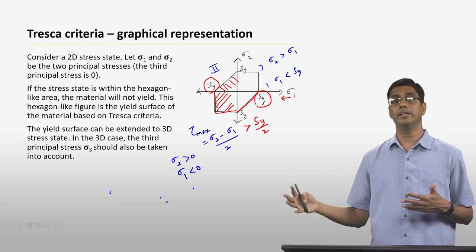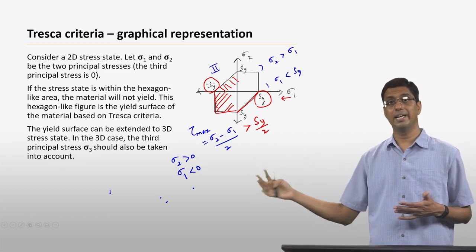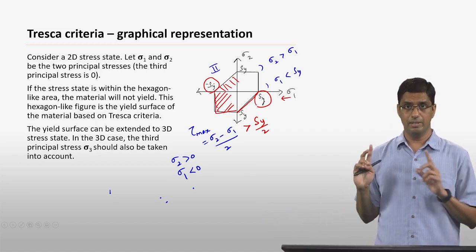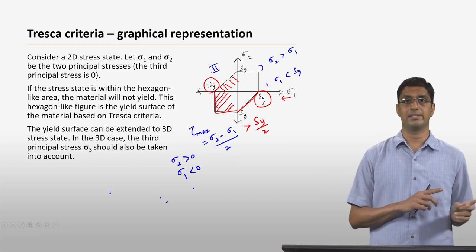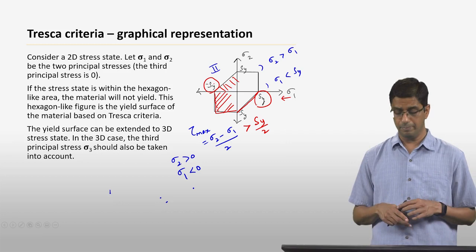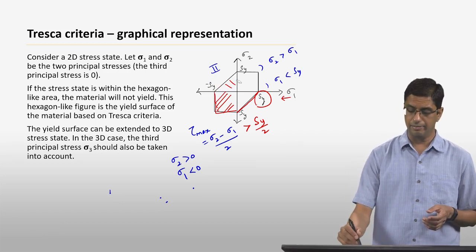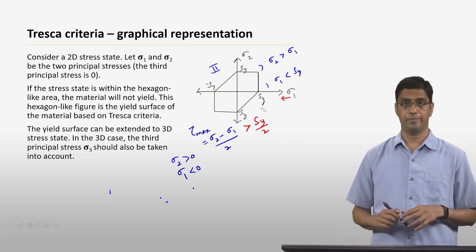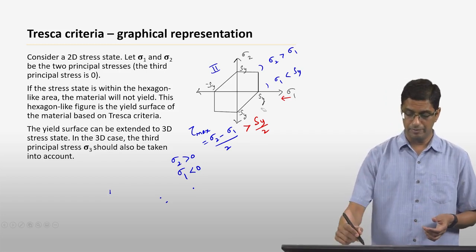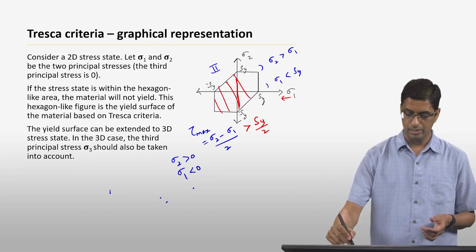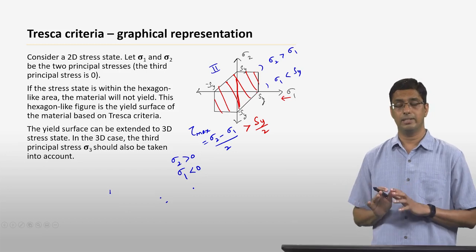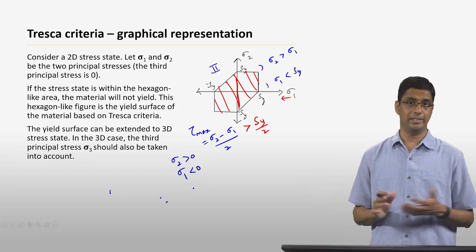Which was different for brittle materials. It was SUT in the tensile axis and SUC in the compressive axis. Here, both the compressive strength and the tensile strength are the same. So that is how you get this kind of a failure envelope for the Tresca criteria for a 2D case for a ductile material. Again, what I mean by this failure envelope is that if you are within this hexagon-like area, you are not going to yield. And if you are outside that, the material is going to yield.